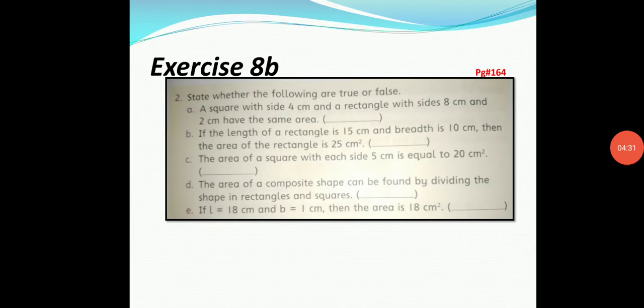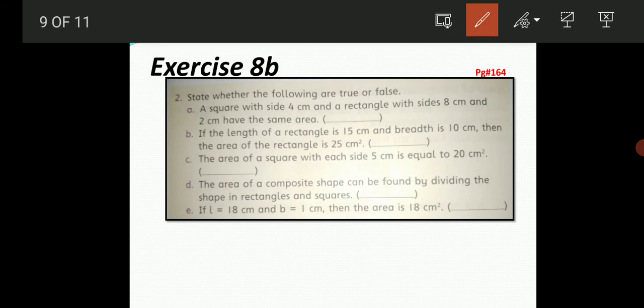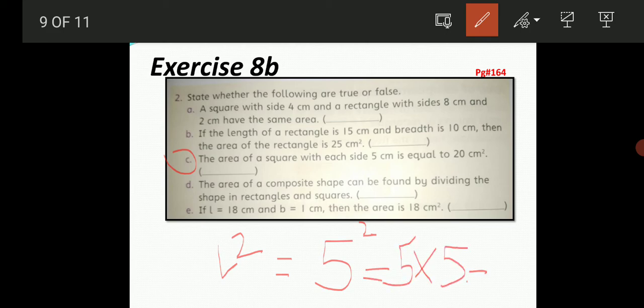Okay, now move on to page number 164, true or false. Let's move directly to part C. The area of a square with each side 5 centimeter is equal to 20 centimeter. No, this is false. Why? Because we already know that the area of a square is L square. We simply put 5 square, and 5 5s are 25. So this is false.